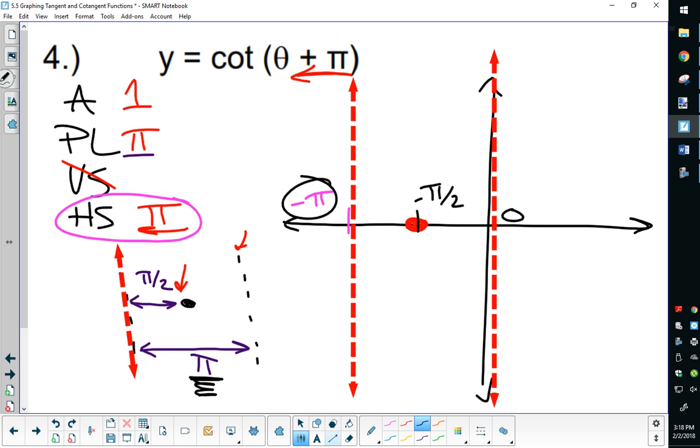Last thing I'm going to do is graph cotangent. Where do I start to make a cotangent graph? Start at the top.